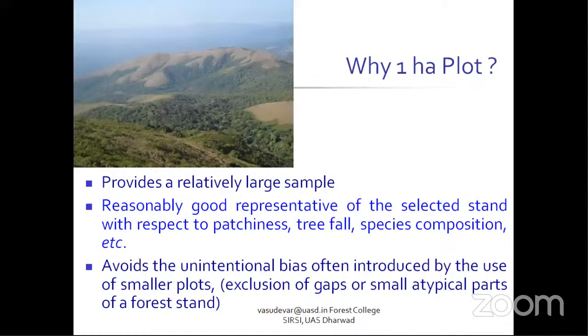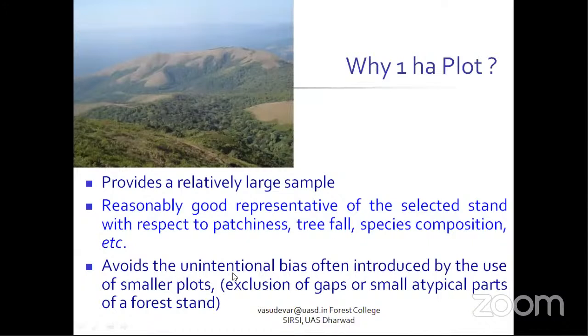You might be wondering why a 1 hectare plot? Why not 20 by 20? Why not half a hectare? In fact, 1 hectare in most tropical situations provides a relatively large sample. It's quite a large sample. It's also a reasonably good representative of the selected stand with respect to patchiness, tree fall, species composition, etc. Suppose you walk through 1 hectare of forest in any spot in the Western Ghats, you will definitely find certain patchiness, you will definitely find 1 or 2 tree falls, etc.